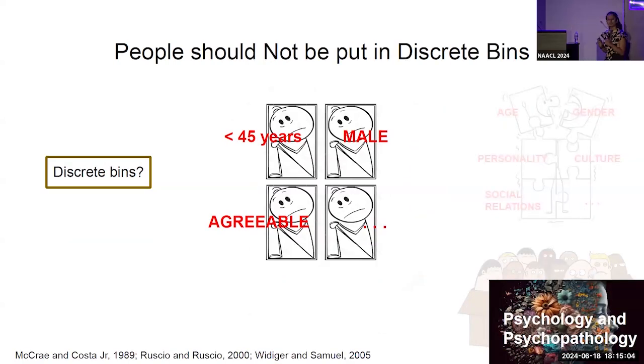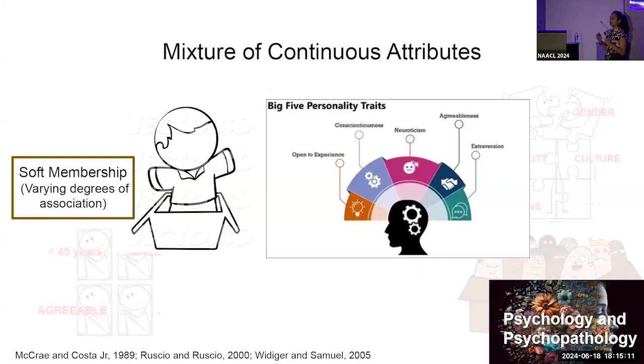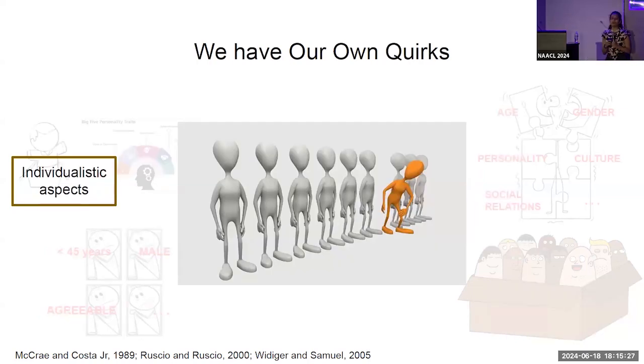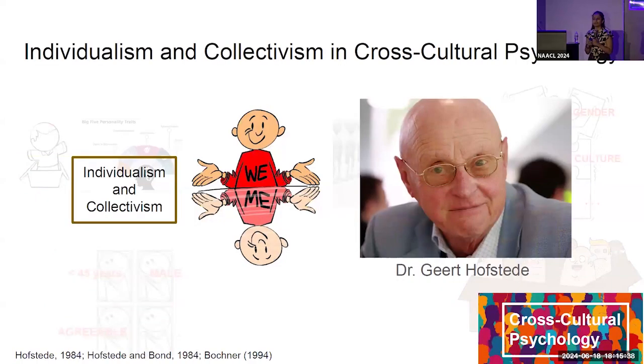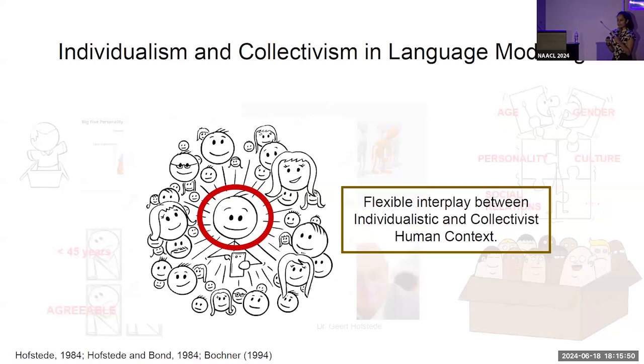This brings us to the question, should we categorize people in discrete bins of groups? Research in psychology suggests that we should instead categorize people as a mixture of continuous factors, which depicts the varying degrees of association of these people with their groups. Furthermore, our uniqueness goes beyond the characteristics that we bring from our groups or continuous factors. We have our unique characteristics and idiosyncrasies. In cross-cultural psychology, Dr. Geert Hofstede defined cultural differences as the dimension of individualism and collectivism. Bringing these concepts into NLP and LMs would entail a flexible interplay between the individualistic and collectivist aspects of the human context.